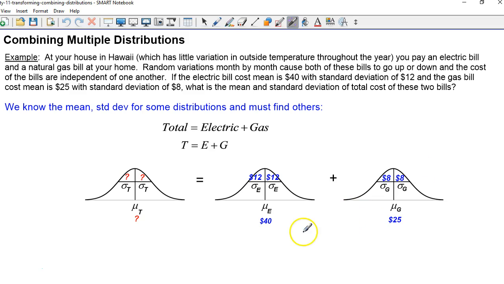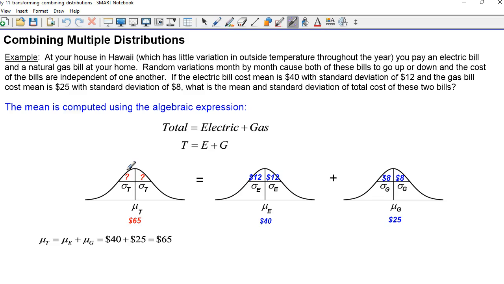So here, we know that the mean of the electric bill is 40 with a standard deviation of 12, and for the gas bill, the mean is 25 with a standard deviation of 8. And we're trying to find the mean and the standard deviation of the total cost so that maybe later I can turn this into a probability problem. And we'll do that actually.